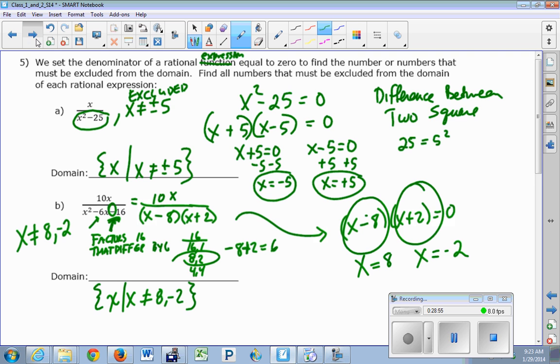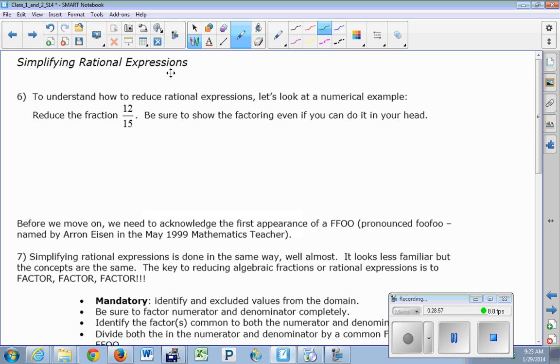Well, the next part of this is I'm going to talk about reducing. First we're going to start off with arithmetic, reducing a fraction, which really is a rational expression, but we didn't go around calling 12/15ths rational expressions. But it is a rational expression. So let's understand the idea behind factoring. What I want you to do is to reduce this. Just do it right now at your seats.